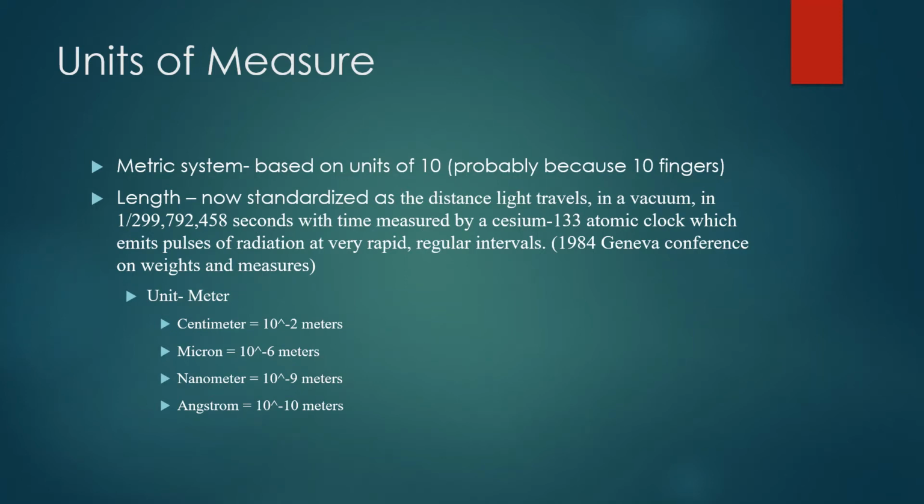So our unit is the meter. Again, that's the distance light travels over a period of a second, which is 1 meter of length, and it's a very reliable way to measure that distance.